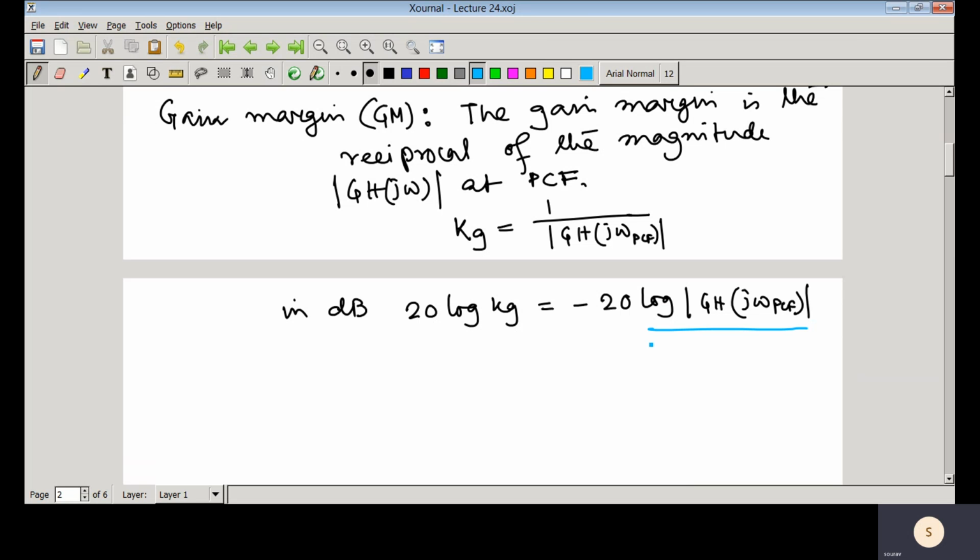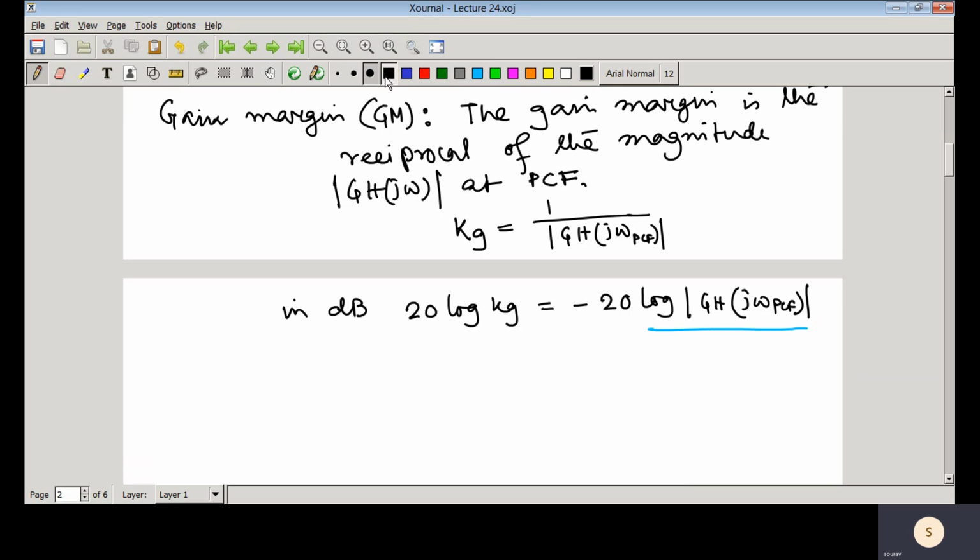So in case of a stable system, the gain margin is always positive, but the gain margin may be negative if it is a non-minimum phase system. That means if it is unstable, or if it has some zero on the right half plane, you may have a negative gain margin. But in case of stable systems, you have a positive gain margin.